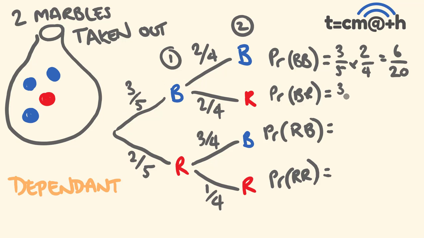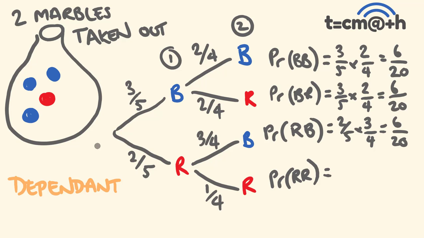There's a 3 in 5 chance of getting the blue. And to get this red here, there's a 2 in 4 chance. So this also is a 6 in 20 probability. This one here, we have a 2 in 5 chance of getting a red first, and then a blue. We have a 3 in 4 chance. We're going to multiply those. We end up with once again, a 6 out of 20 probability.